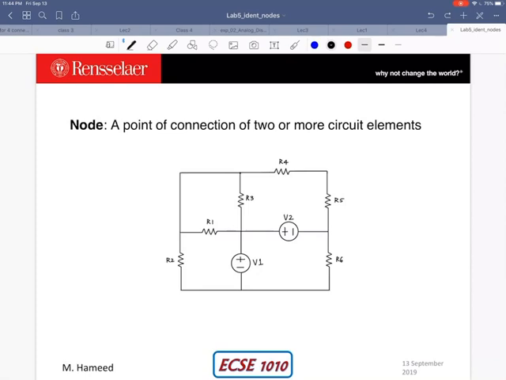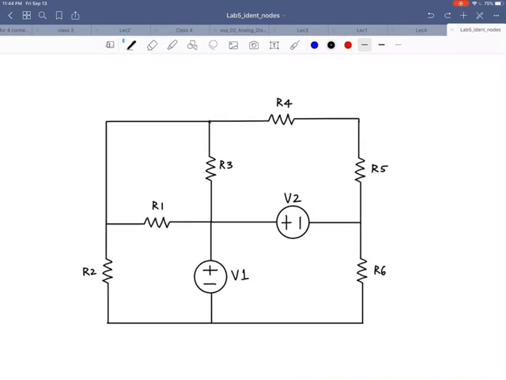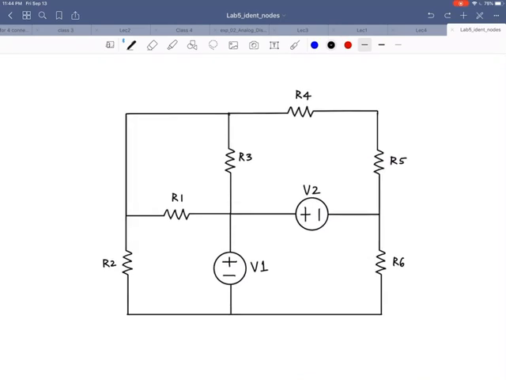Here as an example, we have a circuit that has a few circuit elements. It has two voltage sources, V1 and V2, and we have 6 different resistors in this circuit from R1 all the way to R6. Our goal is going to be to identify nodes, and as we identify them, we will also label them as A, B, C, and so on.